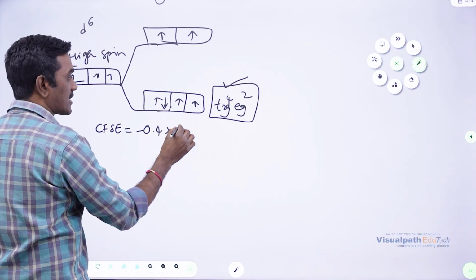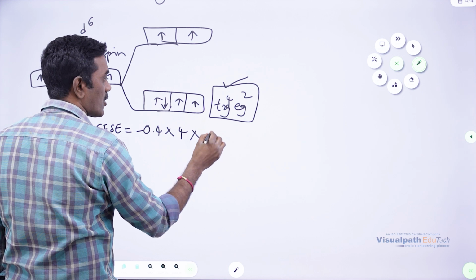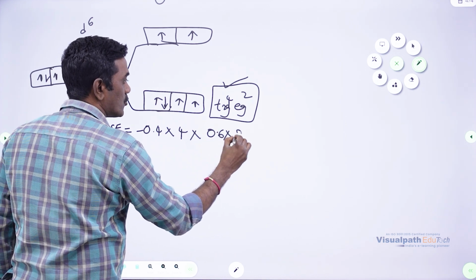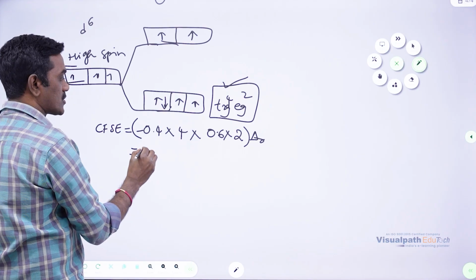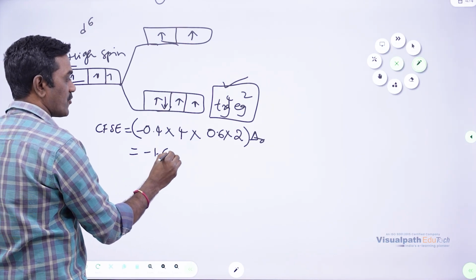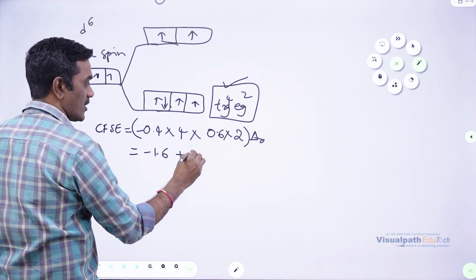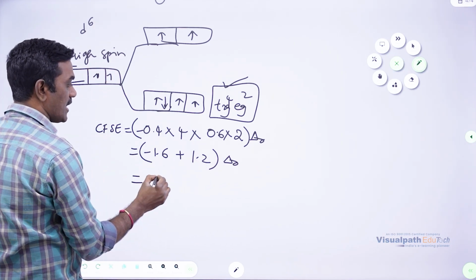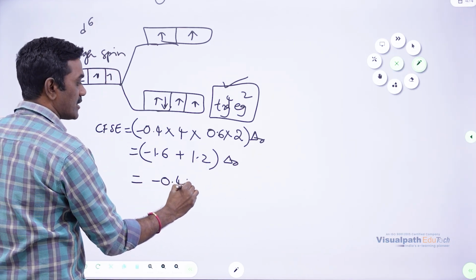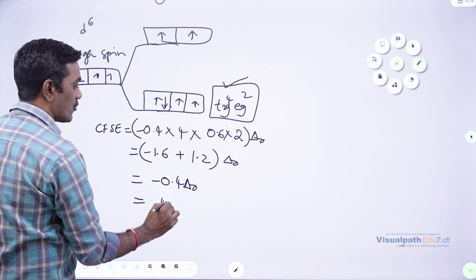And how many are there? Minus 0.4 for t2g, how much? Plus 0.6 into 2. This is going to be delta naught. How much is it going to be? 4 fours are 16, minus 0.16 plus 1.2 overall delta naught. It is going to be minus 0.4 delta naught, that is 4 Dq.